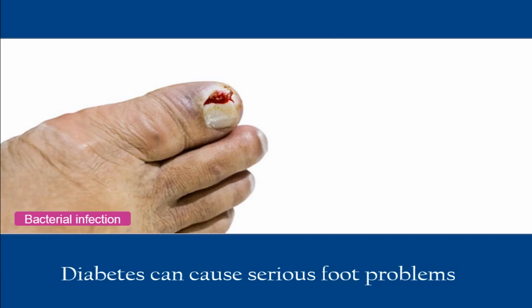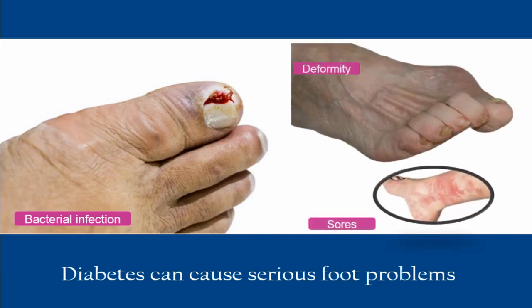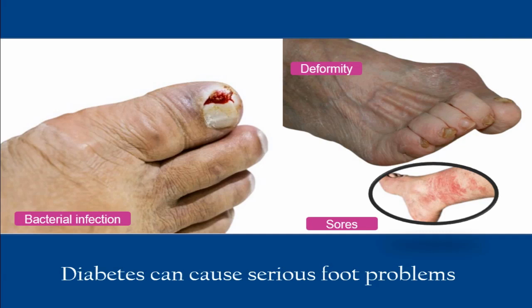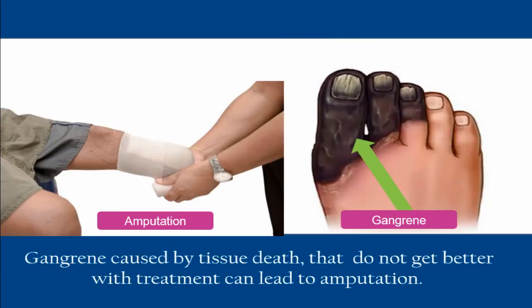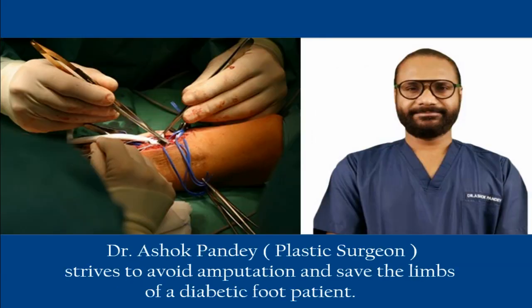Diabetes can cause serious foot problems that can result in infection, deformities and sores. People with diabetes complications may also experience gangrene, which causes tissue death and may lead to amputation of the toe, foot, or part of the leg. Dr. Ashok Pandey, a plastic surgeon, strives to avoid amputation and save the limbs of a diabetic foot patient by using soft tissue reconstruction method.